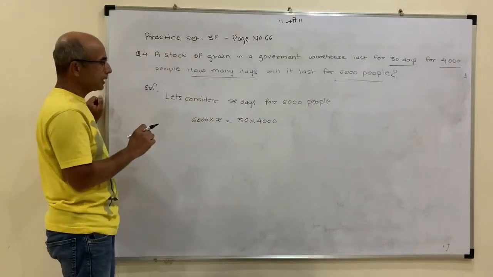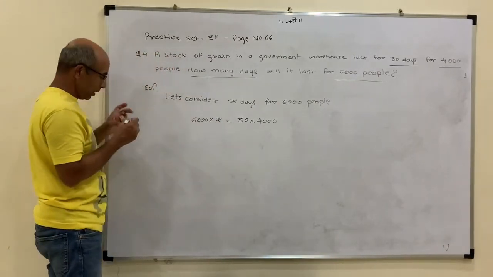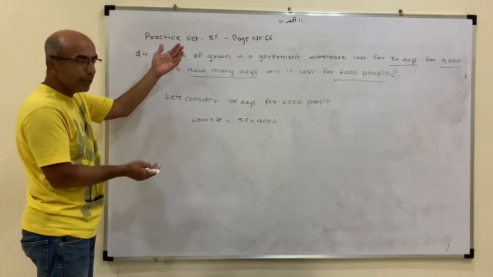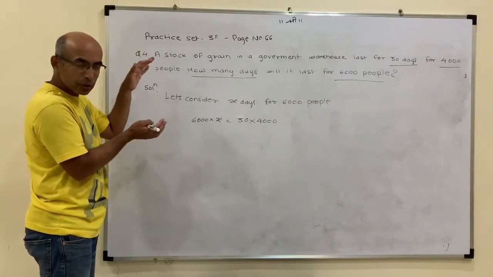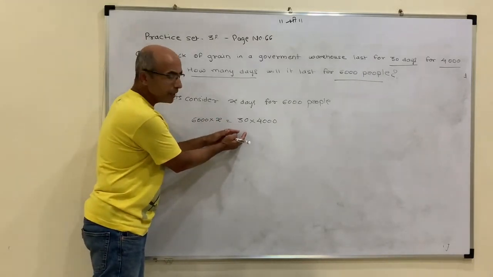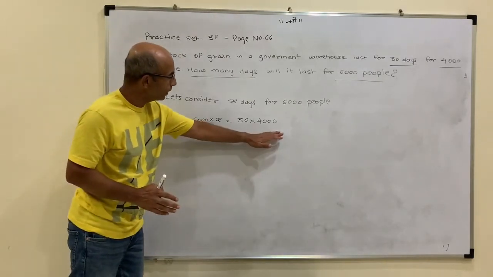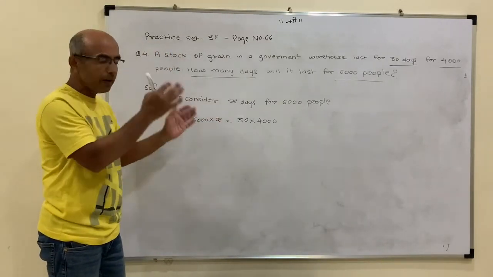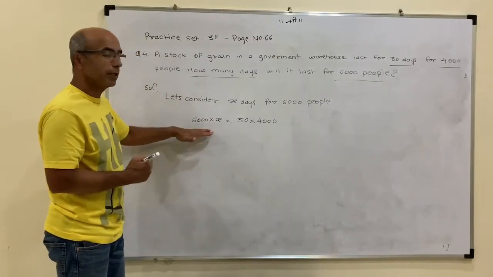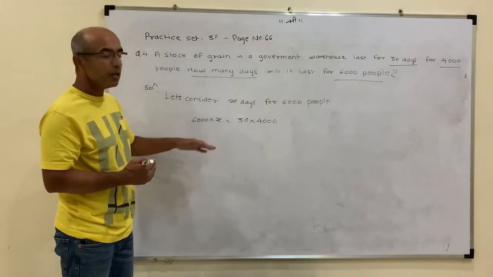Again, I explain why I am taking an equal sign here, because the stock in the warehouse is the same. It neither decreases nor increases. The same stock is being consumed for 30 days by 4,000 people. So the 4,000 people can eat the same grain for 30 days. Now the number of people is increased, so we need to find out for how long this stock will last.